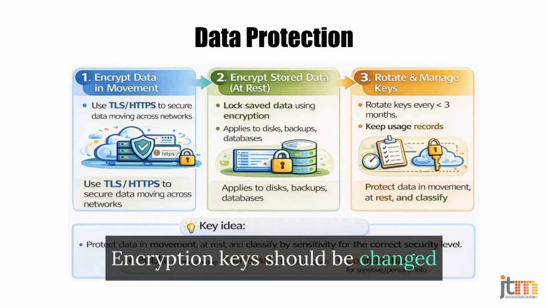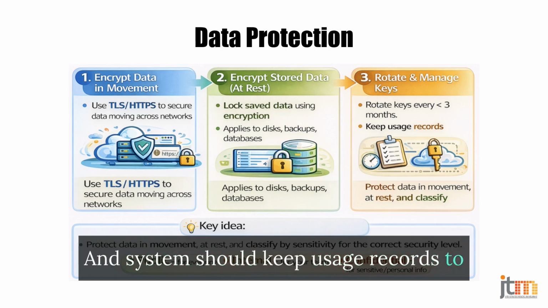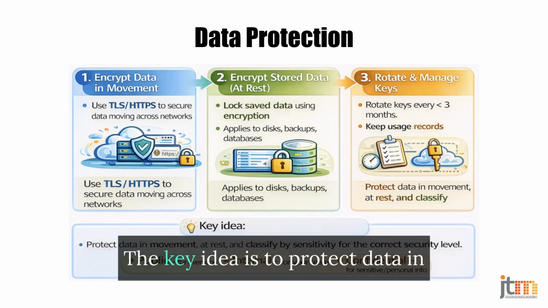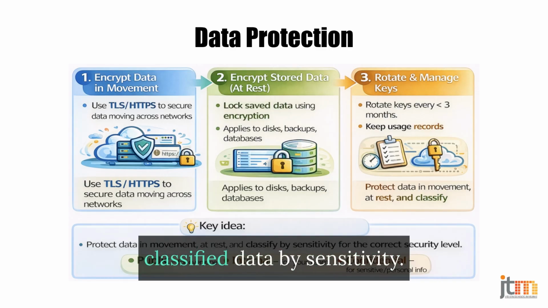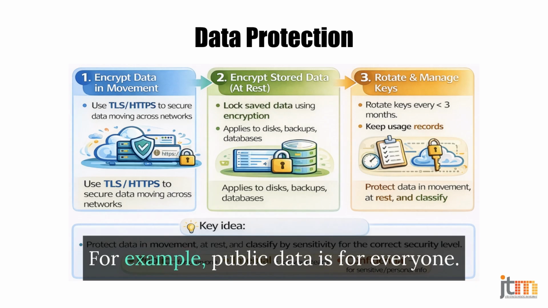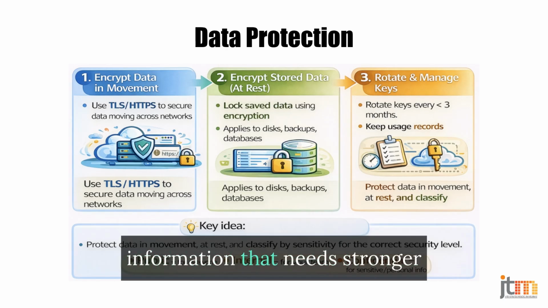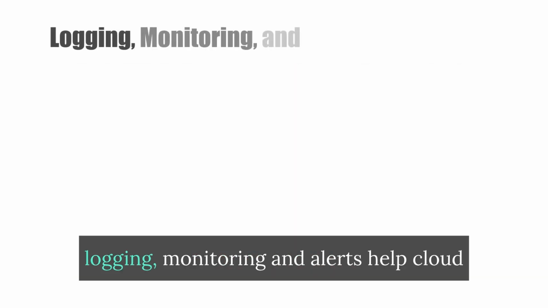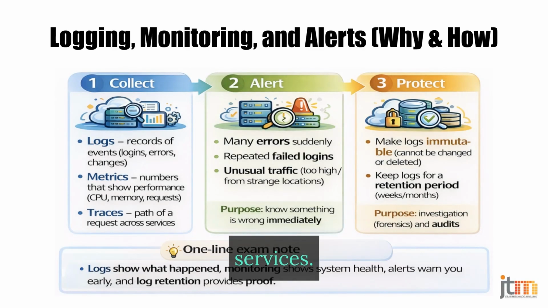Encryption keys should be changed regularly, usually every few months, and systems should keep usage records to track how the keys are used. The key idea is to protect data in movement, protect data at rest, and classify data by sensitivity. For example, public data is for everyone, internal data is for your team, and confidential data contains sensitive information that needs stronger protection.